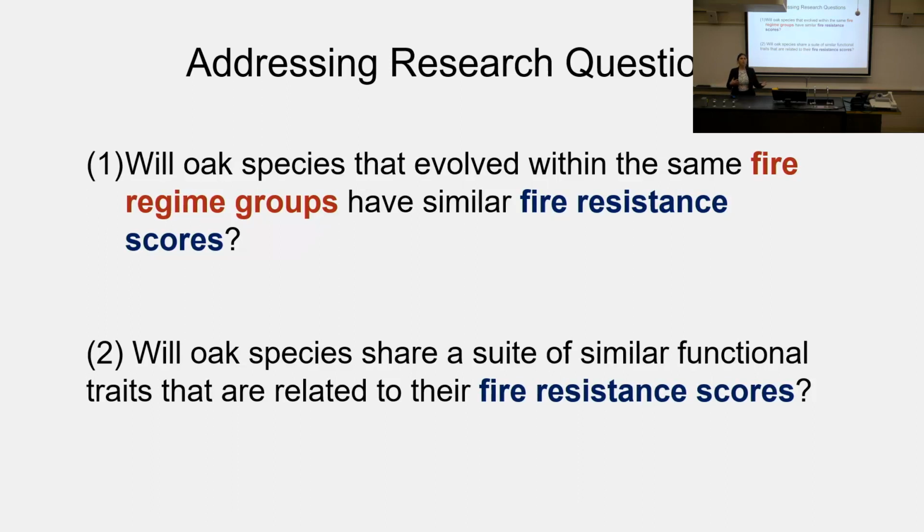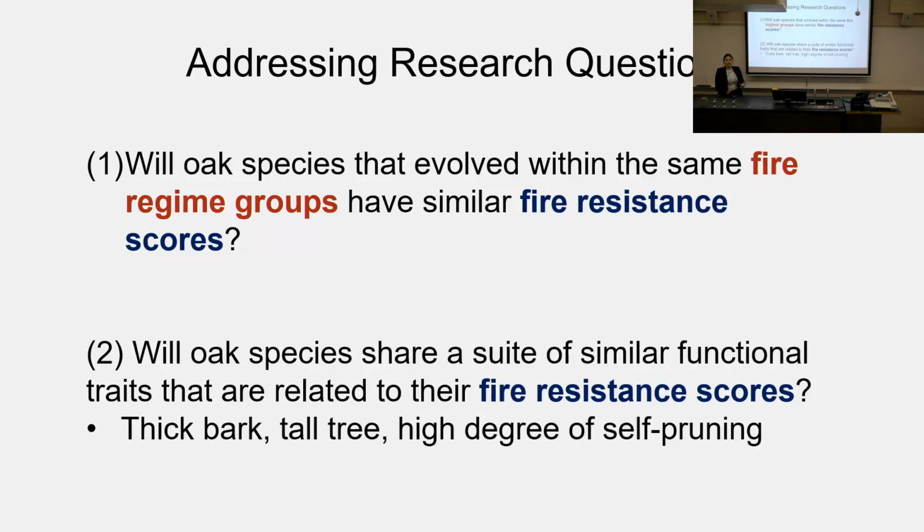And then secondly, will oak species share a suite of functional traits that relate to their fire resistance scores? And we did see that yes, overall in our scoring metric, the highest fire resistant scores were assigned to species that were tall trees, so had growth form of a tall tree, had bigger bark, and then as a result had a high degree of self-pruning.